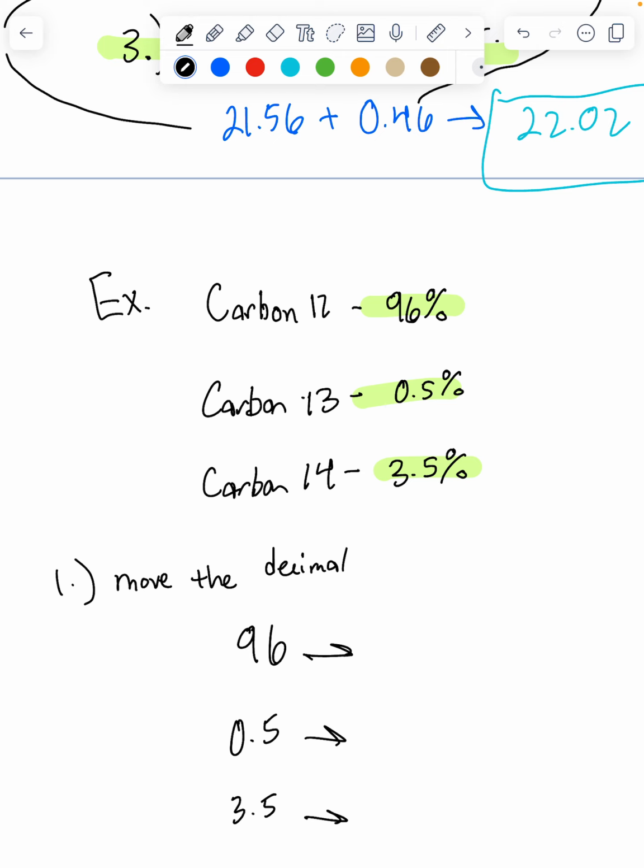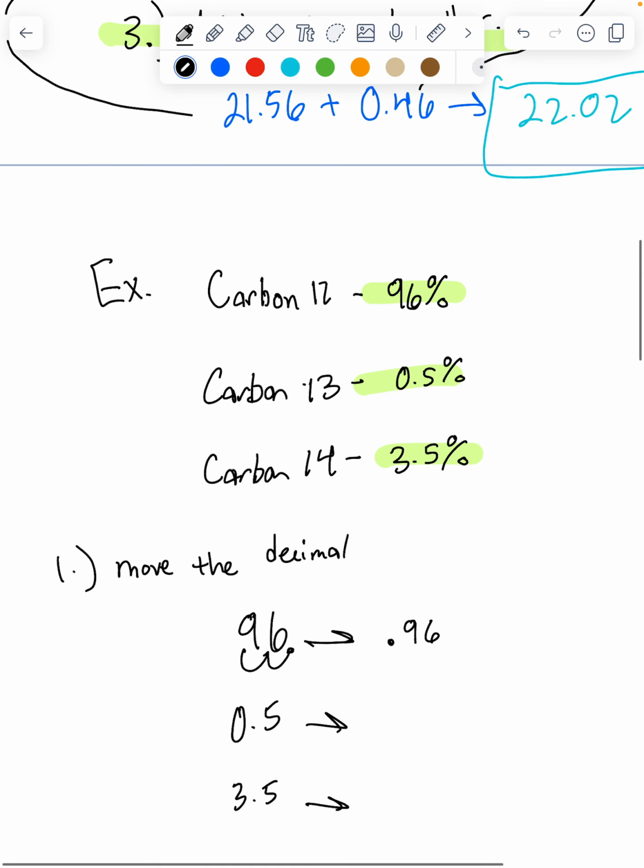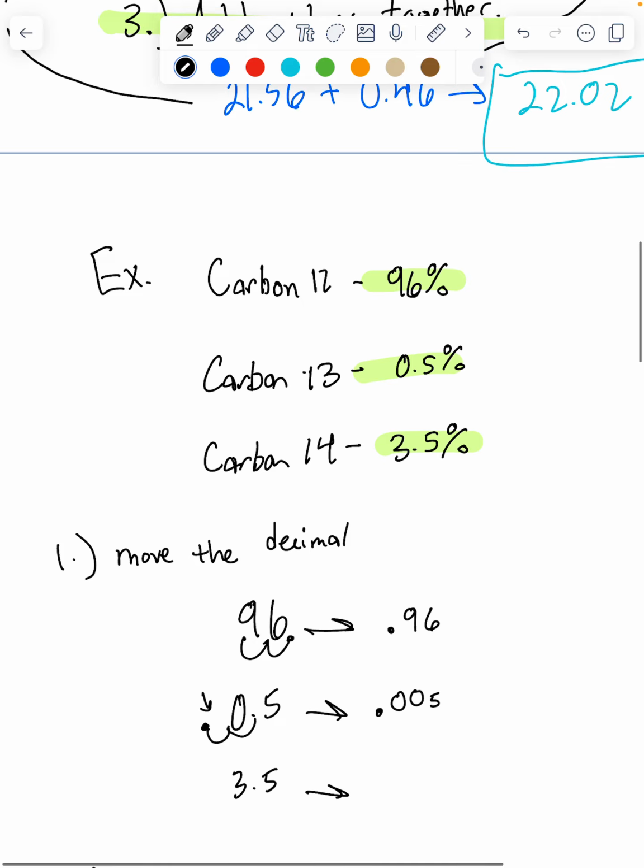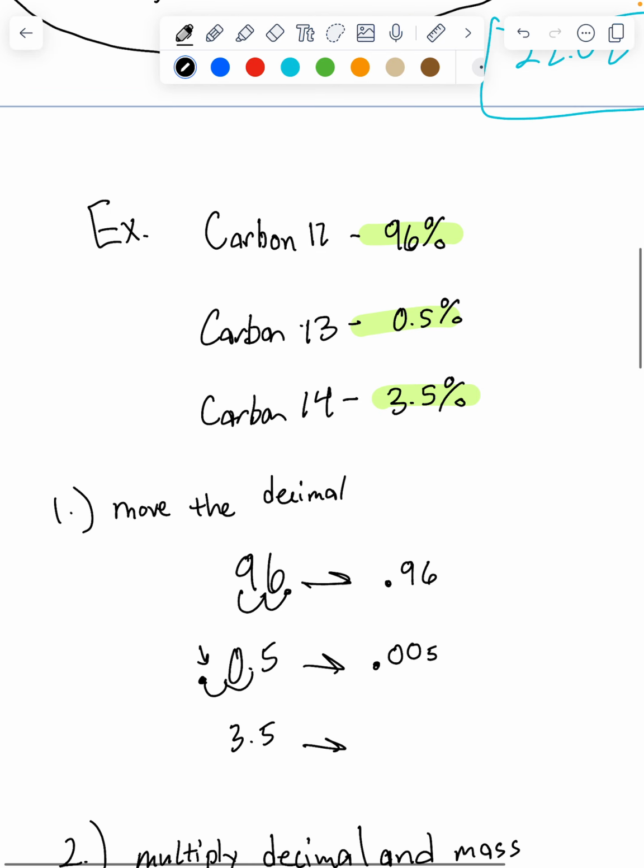So 96 does not have a decimal point. We put it at the end. Move it to the left twice. We end with 0.96. 0.5 already has a decimal. We're going to move it to the left twice. Extra spot, we put a 0. So it was 0.005. And lastly, 3.5. Move it to the left twice. We've got an extra spot, 0.035.